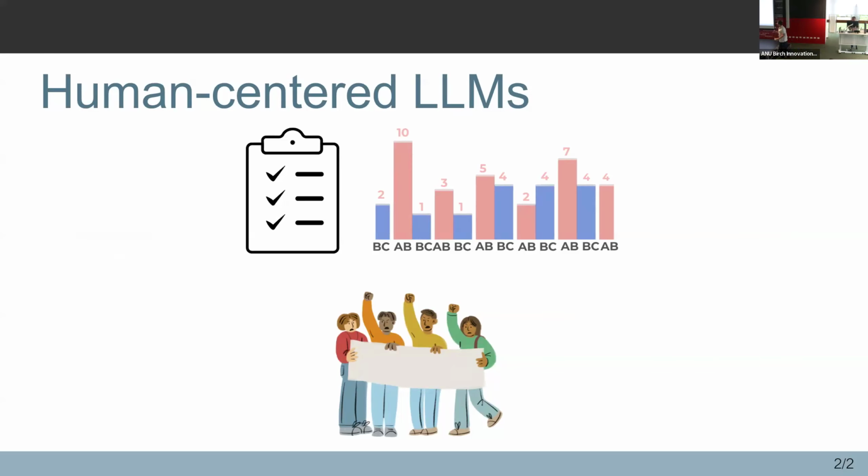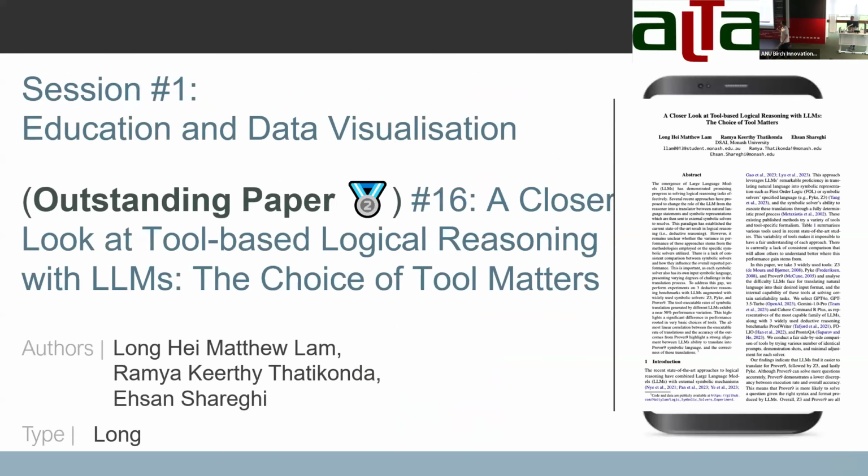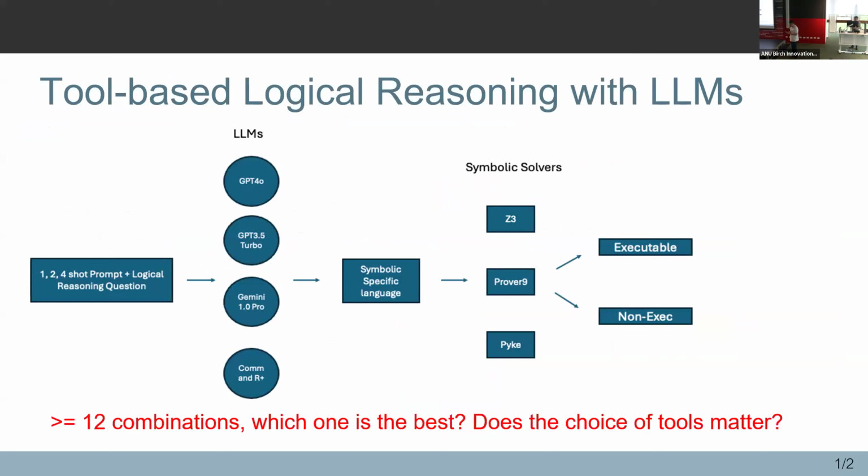4, 3, 2, 1. Okay, so my paper investigates LLMs collaborating with symbolic solvers to handle logical reasoning tasks. So we know that an LLM on its own is flawed. It hallucinates. It doesn't handle logic really well.